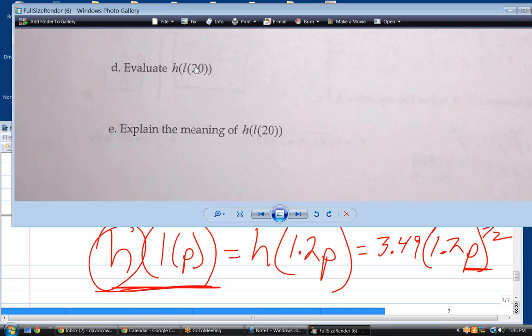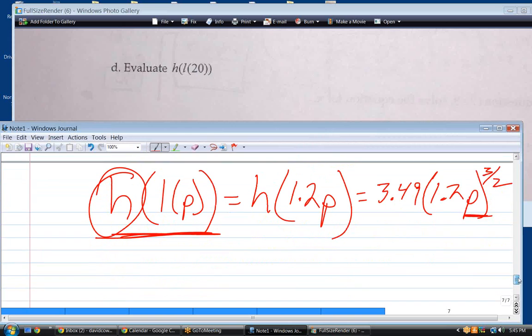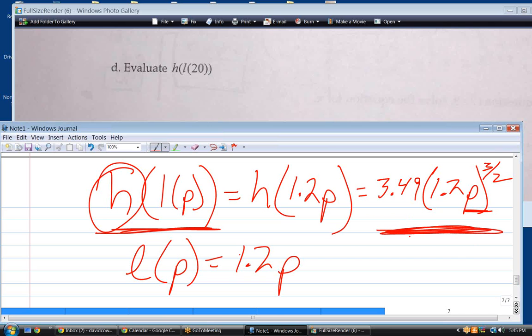Evaluate H of L of 20. Okay, so you would plug 20 in for L. Well, no. Remember, L of P is 1.2 times P. Oh, so you'd plug... That's L of P, right? Mm-hmm. Okay, so P is 20, not L. Okay. So I'm going to plug 20 in for P into this equation right here.